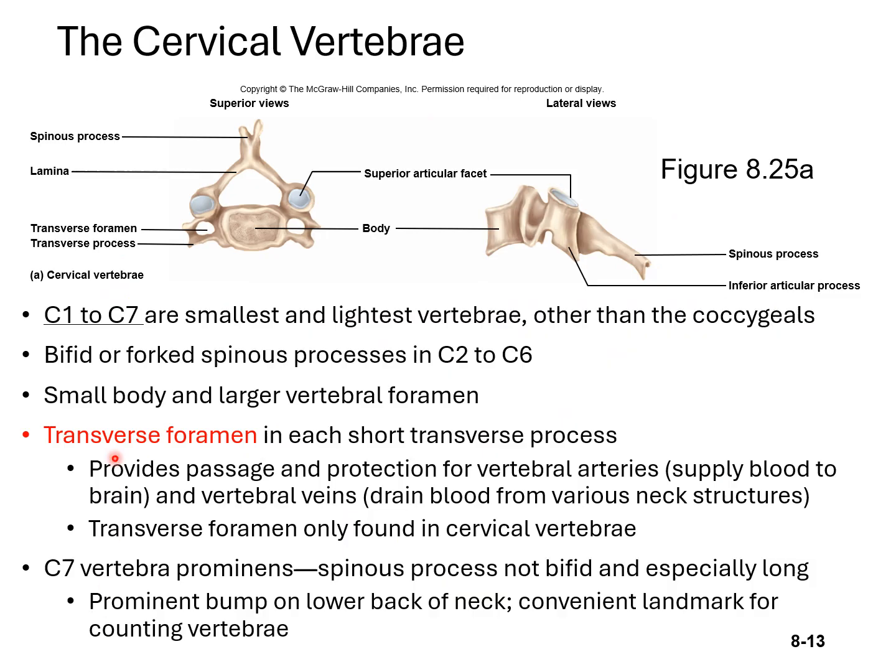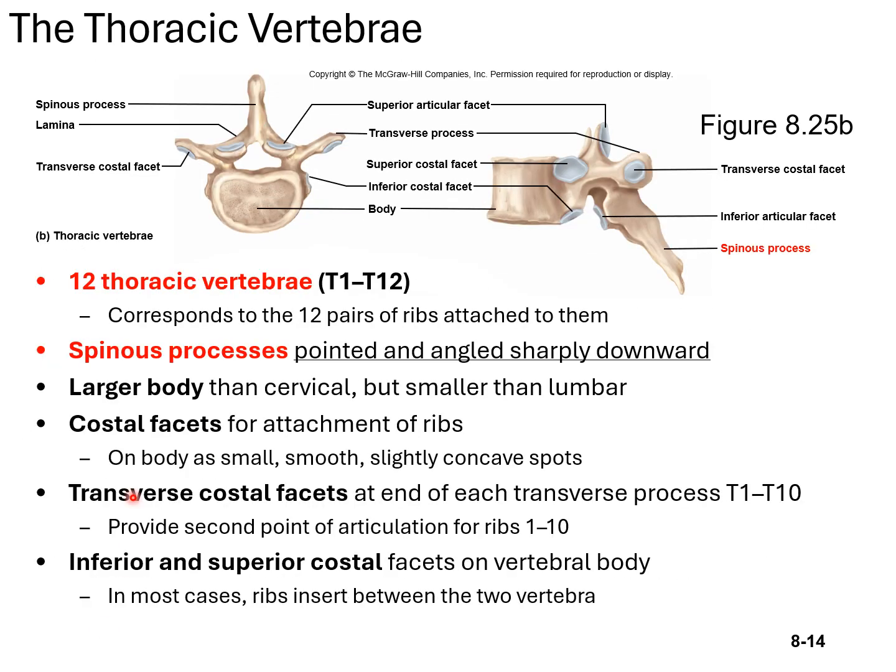Now let's look at the rest of the vertebrae. How do we tell them apart? The cervical vertebrae, every single one has 3 holes. All cervical vertebrae have 2 transverse foramen and 1 vertebral foramen. So 1, 2, 3, very easy. All 7 of them have it.